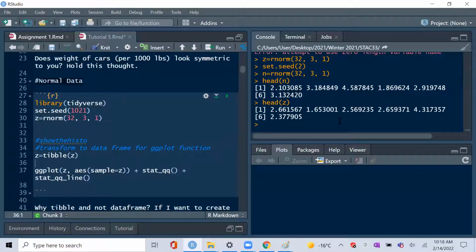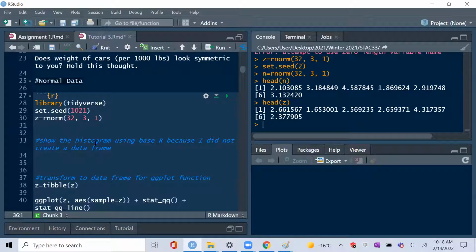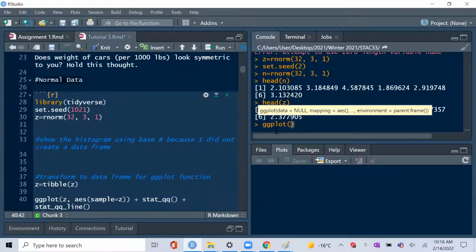So I'm going to first show you how to make the histogram, and you shouldn't do this, but I'm using base R first because I did not create a data frame yet. You can see that if you try to put Z in and do the following over here without first creating a data frame, it will not run, because ggplot takes a data frame first before you map to a coordinate system, right? So this is a data frame mapping to a coordinate system. You cannot put in Z because that is nothing more than a vector. It's not actually a data frame, right?